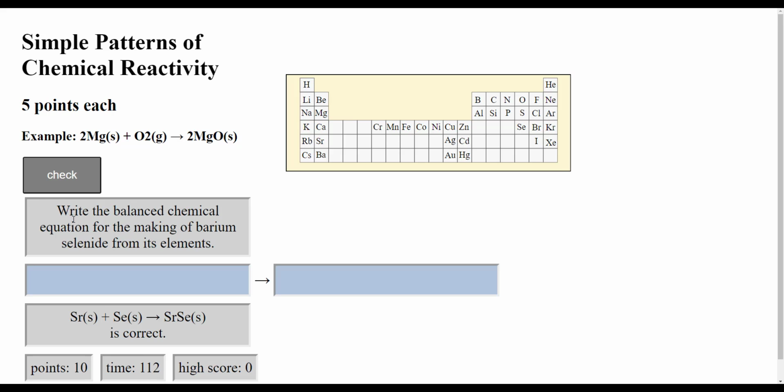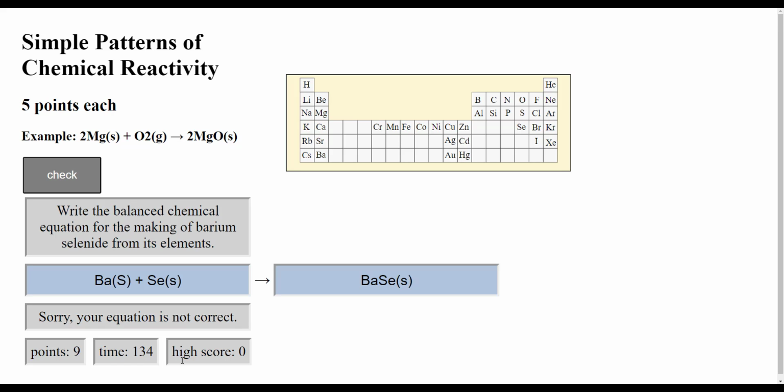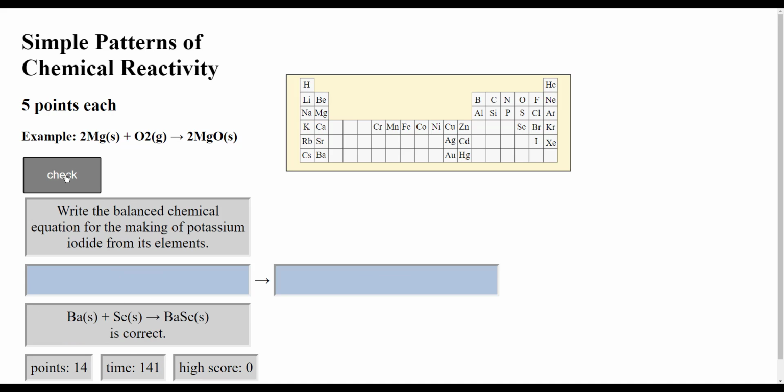Let's try at least one more. Write the balanced equation for barium selenide. So this time it's barium. And again, selenium, which we just had a second ago. Again, it's going to be pretty straightforward. It's a +2 with a -2 charge, so it's going to be just BaSe. And we'll check that one and say that that looks pretty good. Oh, it says your equation is not correct. Oh, look what I did here. I put an uppercase S. So that's the kind of stuff you've got to be careful of. And try not to do that. Now we're all set. I think that's good enough.